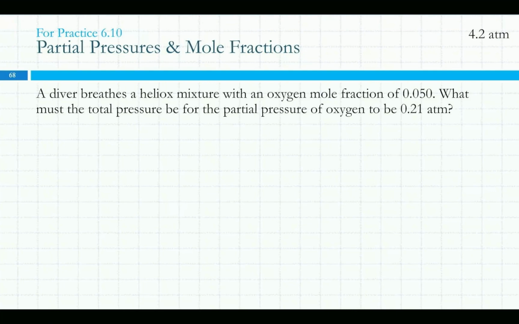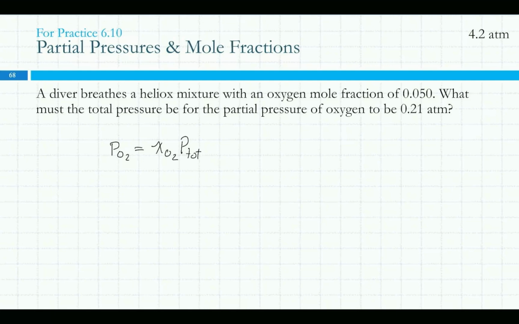If you get too high a partial pressure of helium, I think it also causes issues. So a diver breathes a Heliox mixture with an oxygen mole fraction of 0.050. What must the total pressure be for the partial pressure of oxygen to be 0.21 atmospheres? Sorry, so we'd use the mole fraction equation here, meaning the partial pressure of oxygen is equal to the mole fraction of oxygen times the total pressure. Here we have our mole fraction of oxygen, and the partial pressure of oxygen that we want, but we're trying to find the total pressure.